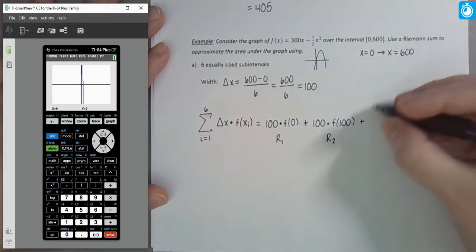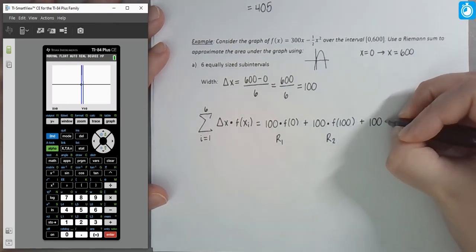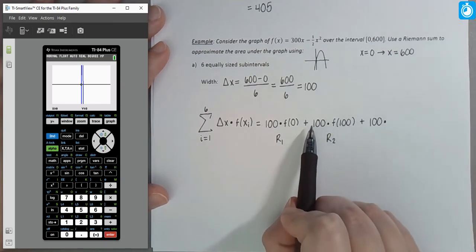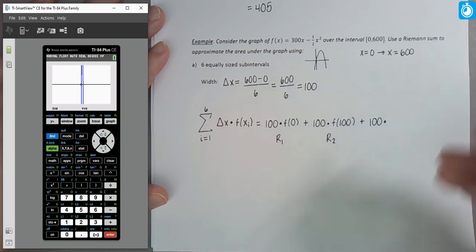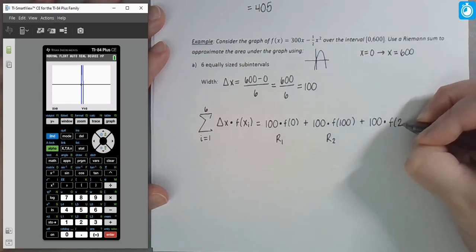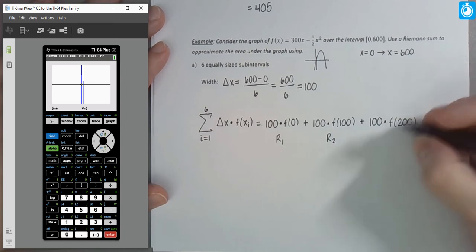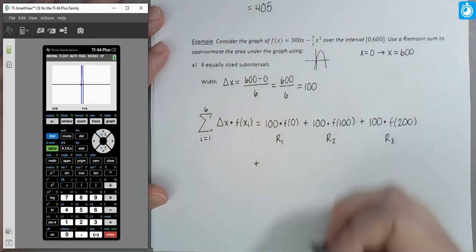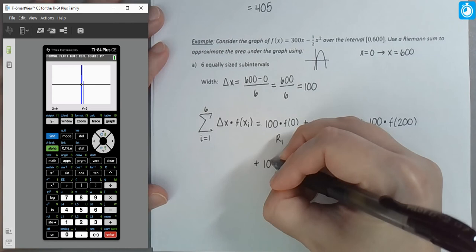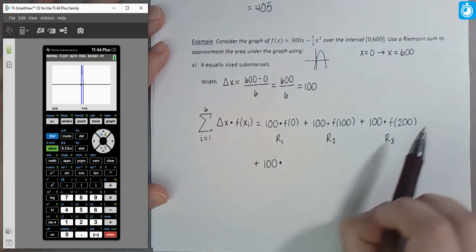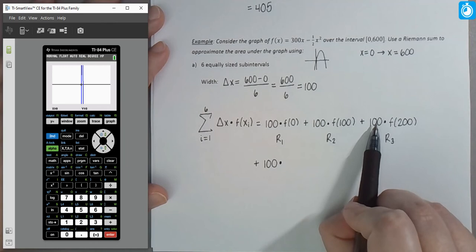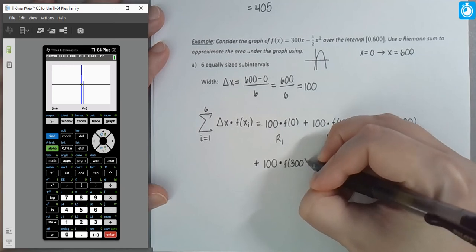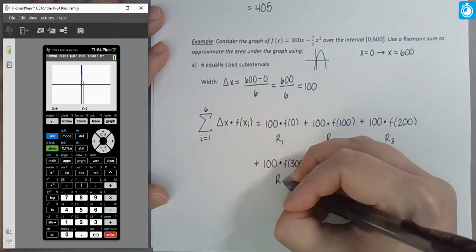plus next rectangle, so the width is 100. Where's the new x value? Well, we're now at x equals 100. We transition 100 units across, which takes us to 200. So f of 200, this is going to be rectangle 3, plus next rectangle, 100 units across, times the height. Well, we're at 200. We transition 100 units across, so we get to 300. So f of 300, that's going to be rectangle 4.